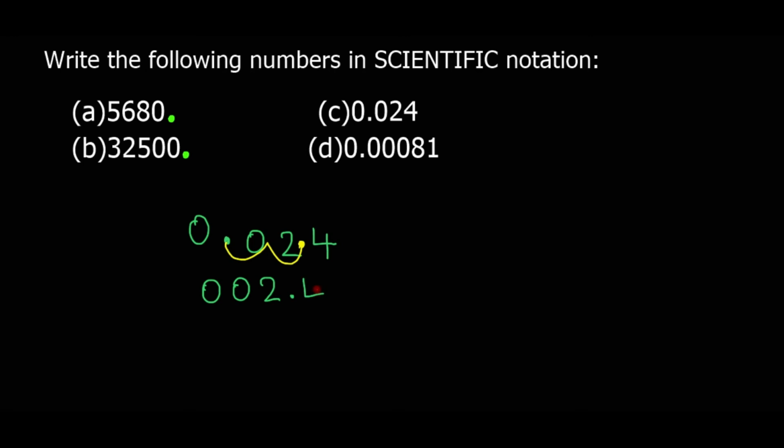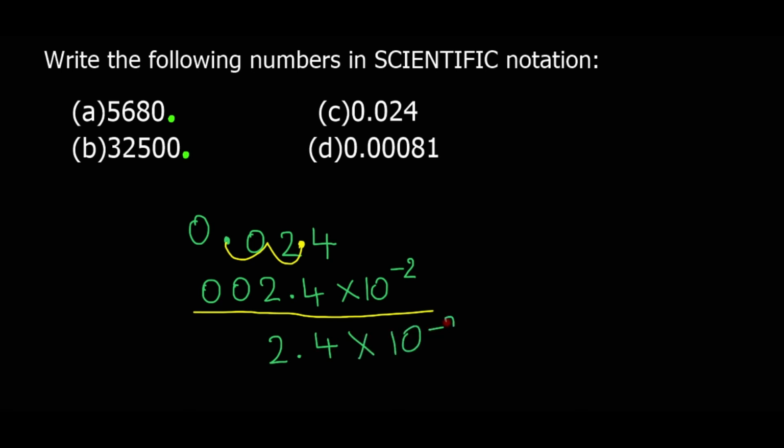2.4, and then we will write times 10. We moved how many times? 1, 2, but there will be a negative because this is a very small number. And then this is our answer. In this way, or 2.4 times 10 to the power negative 2. It is the same thing.